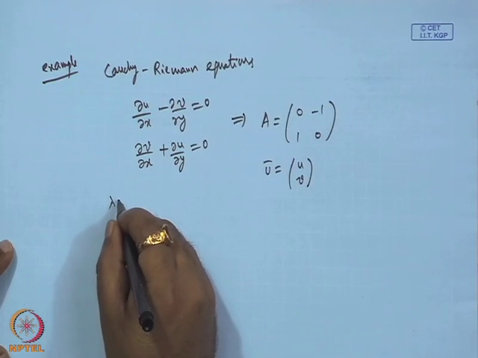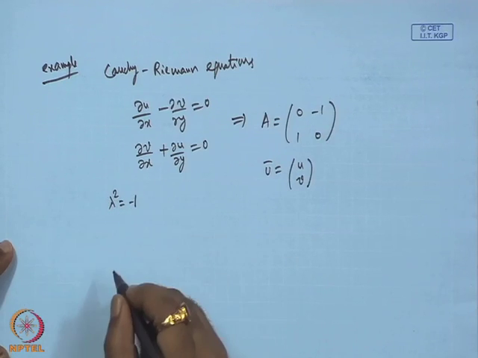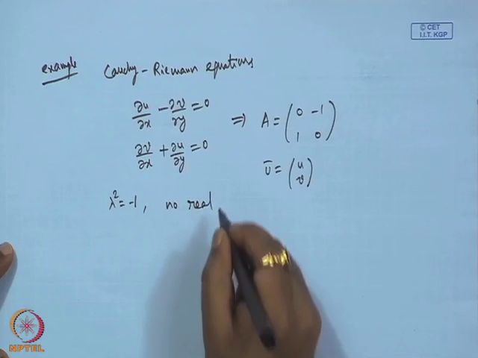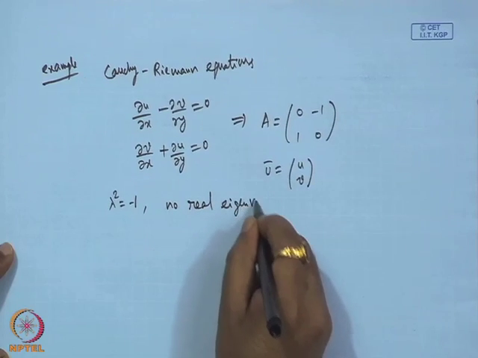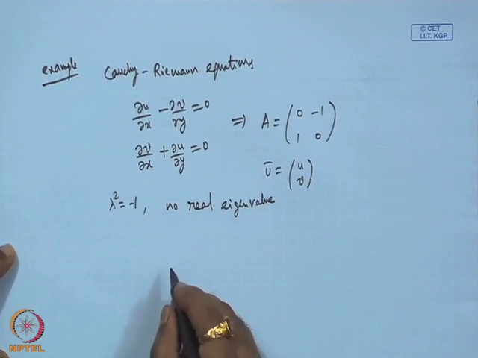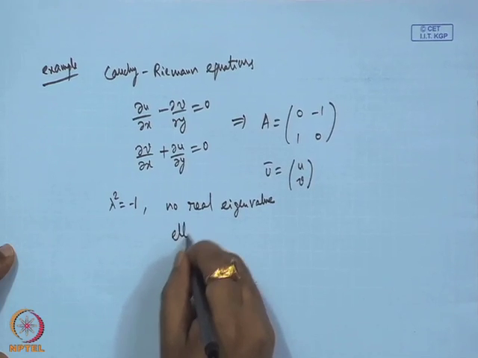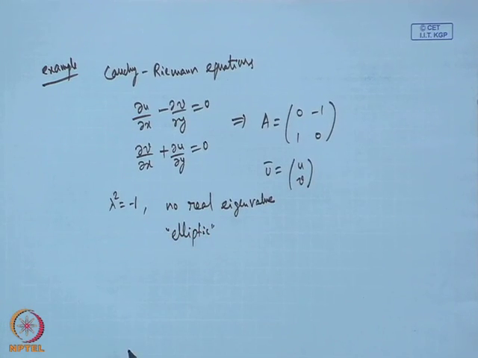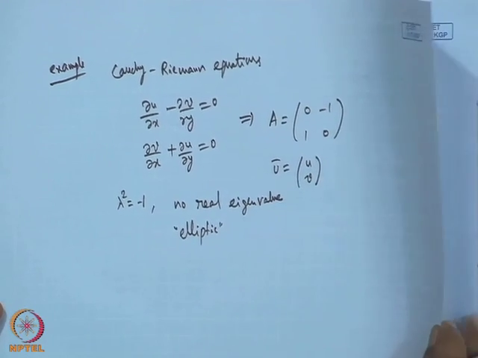In this case lambda square is minus 1. So, no real eigenvalue, hence this is elliptic. So, we have extended the concept to first order equations as well.